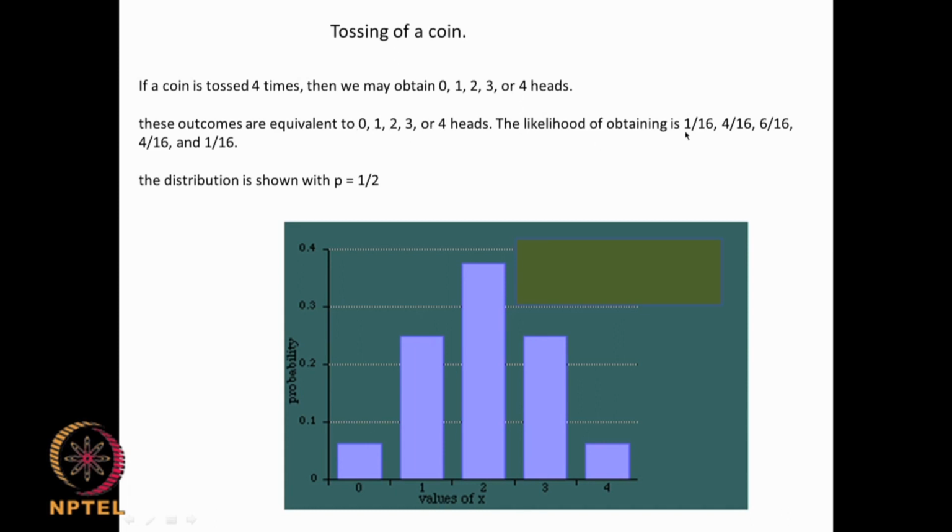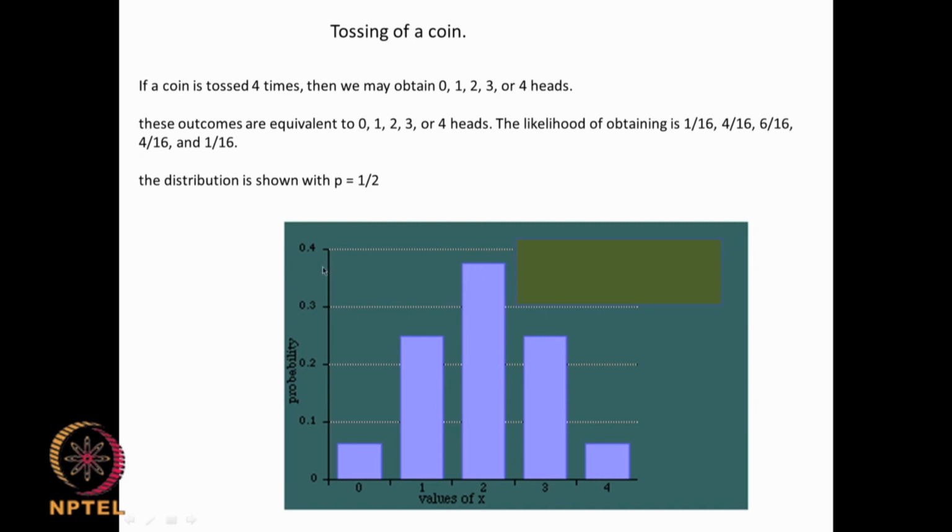And the likelihood of getting each one of them is given by this formula: 1 by 16, 4 by 16, 6 by 16, 4 by 16, 1 by 16. How do we get this? In the next slide I will show you the formula. So this is how the distribution will look. I toss the coin 4 times, so obviously getting 2 heads and 2 tails is most probable.